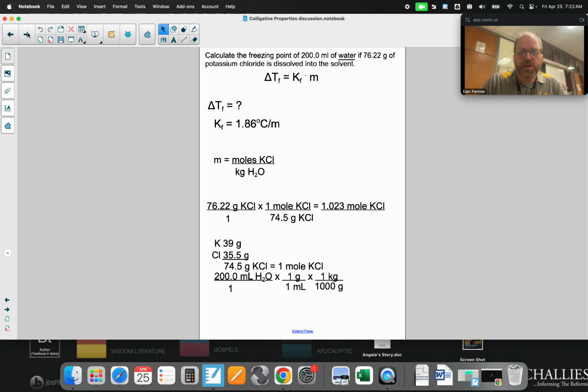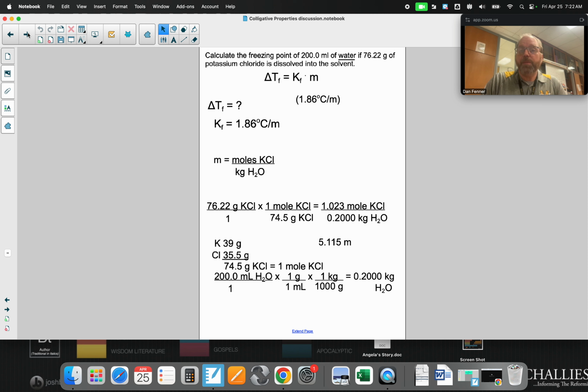So first I've got to do grams to milliliters. I do that using the density of water. Density is 1, so 1 gram is 1 milliliter. 1 kilogram is 1,000 grams. Divide through, I get 0.2000 kilograms of water. We plug that right in there, and we end up with 5.115 mol.